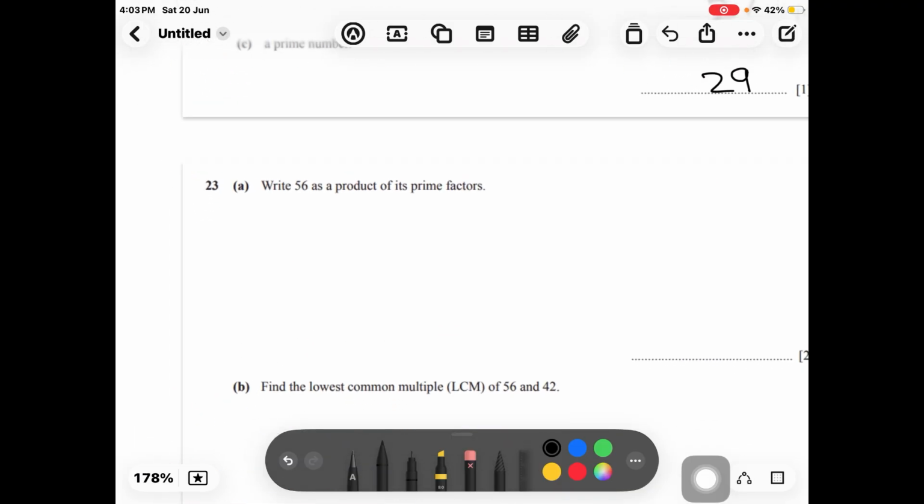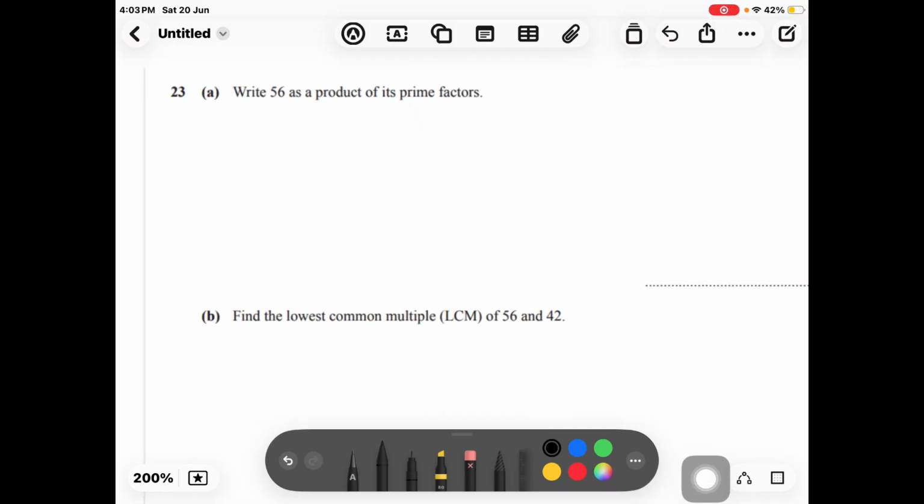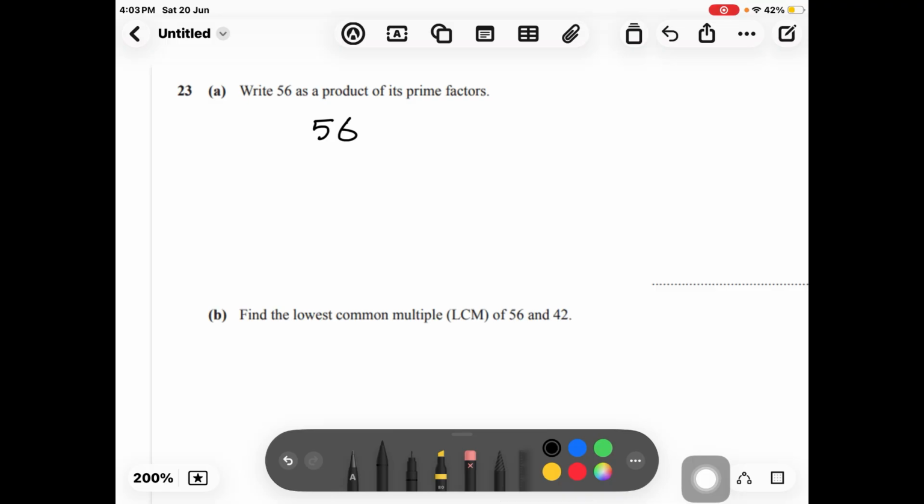Write 56 as a product of its prime factors. Now to write any number as a product of its prime factors, there are two methods, and I'm going to explain both of them. The first one is the tree diagram method, in which you write the number 56, and then divide it by the smallest prime factor. So 56, first we check if it's divisible by 2, which it is. So we divide it by 2, and 56 divided by 2 is 28.